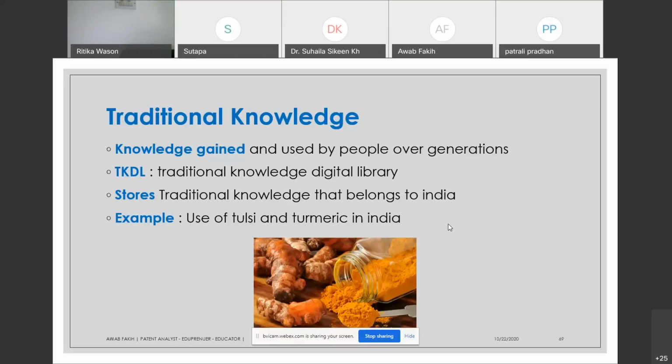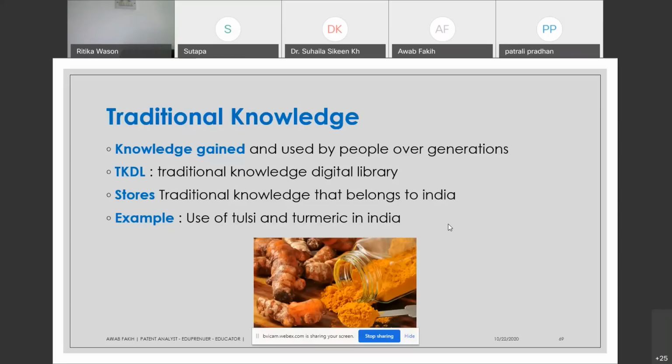And for that, the Indian government has taken an initiative of developing the Traditional Knowledge Digital Library, that is TKDL. Whenever you get time, you can visit the TKDL website, my dear friends. This project was initiated in 2001. The TKDL is a collaborative project of the Council of Scientific and Industrial Research, that is CSIR, in collaboration with the Ministry of Science and Technology and the Ministry of Health and Family Welfare.